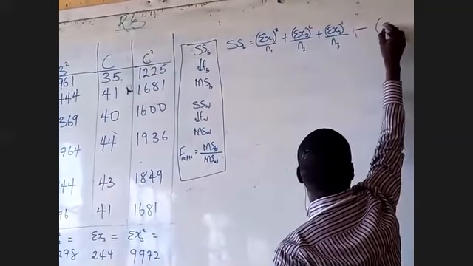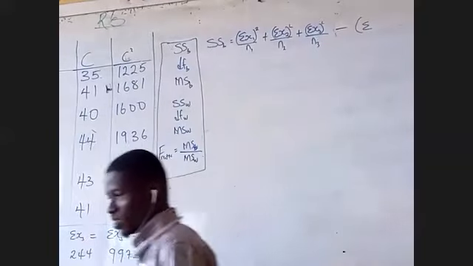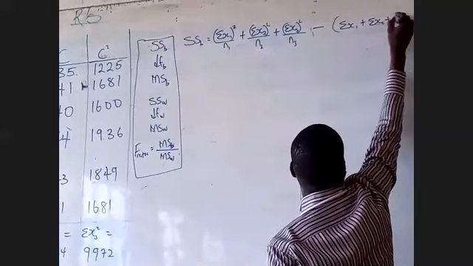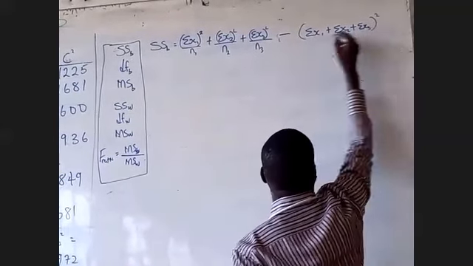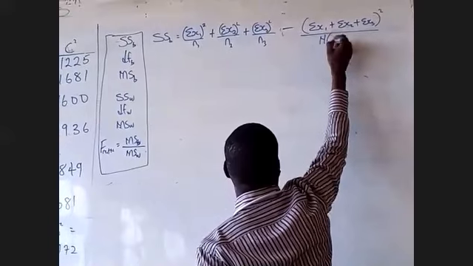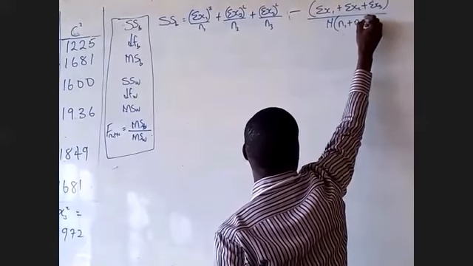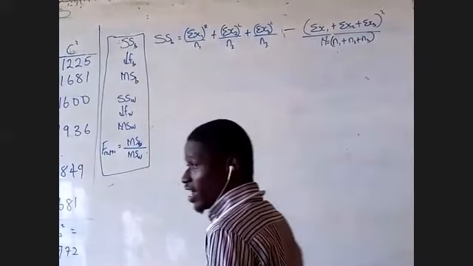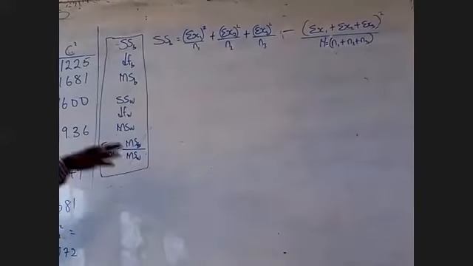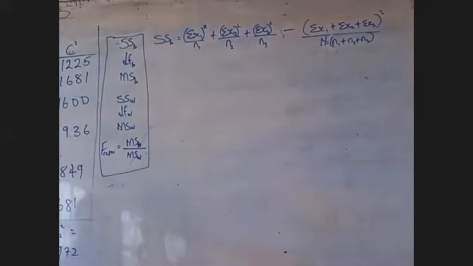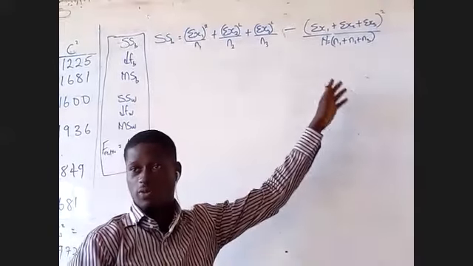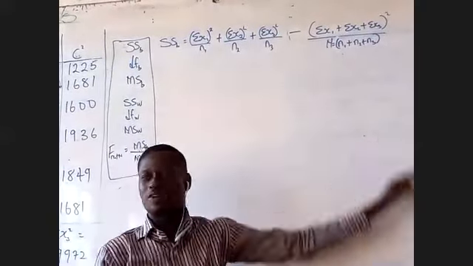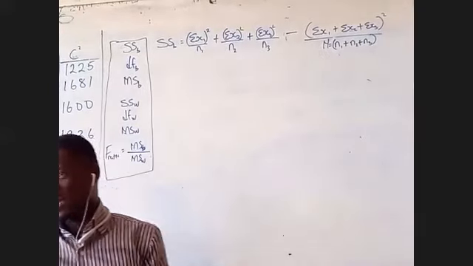Minus summation x1 plus summation x2 plus summation x3, all square, divided by capital letter N. Now this capital letter N is n1 plus n2 plus n3. That is how you find your capital letter N. You just sum all these small letters together, and that will give you the capital letter.